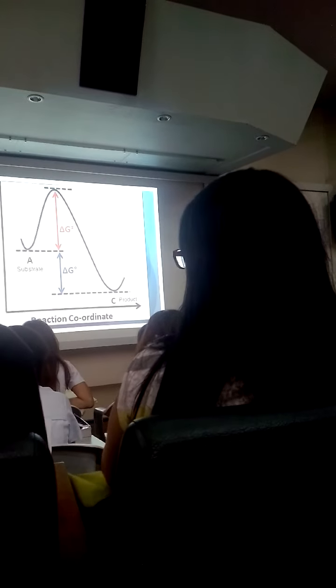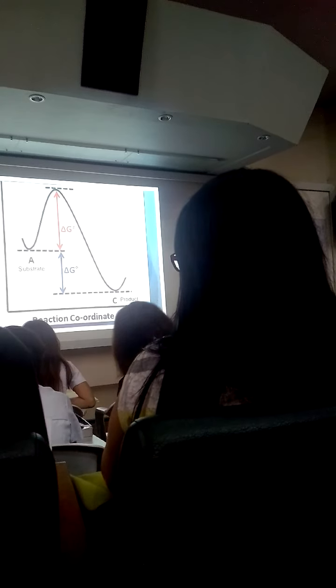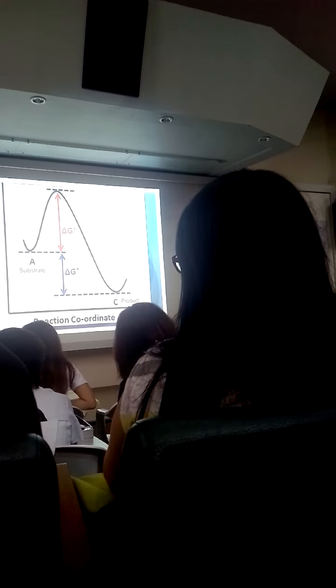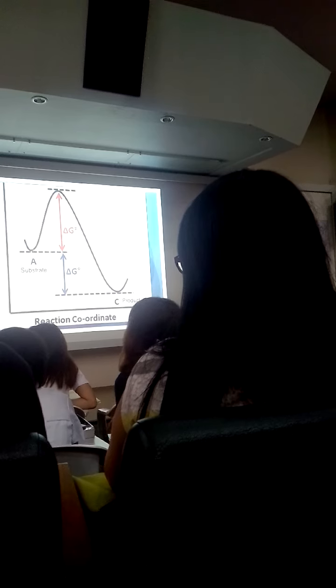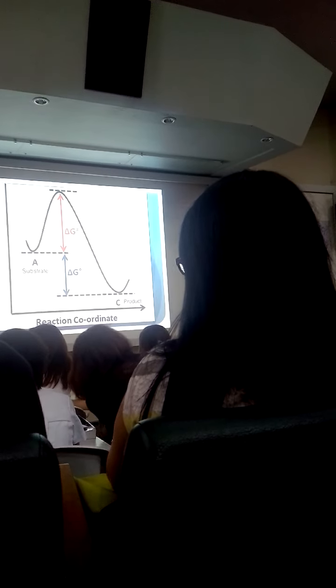If the reaction point A is here, and then C would be at the same line as A, what does it say about your free energy? It is 0. So it is at equilibrium, and your reaction is reversible.